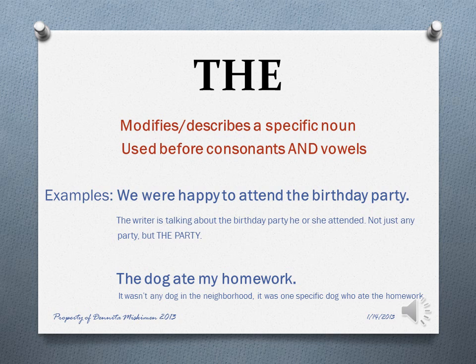In our first example sentence, we were happy to attend the birthday party. The writer is talking about the birthday party he or she attended, not just any party, but the party. Now let's examine our last sentence. The dog ate my homework. In this sentence, it wasn't any dog in the neighborhood. It was one specific dog who ate the homework.